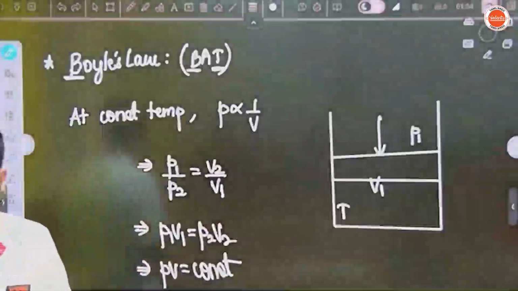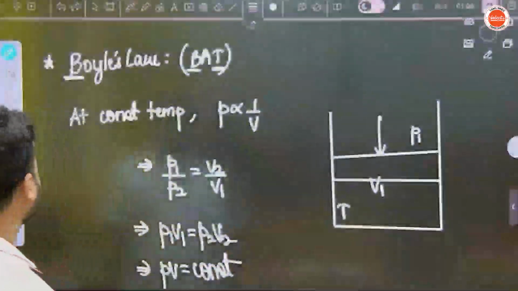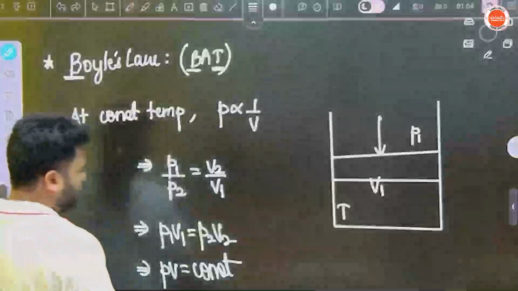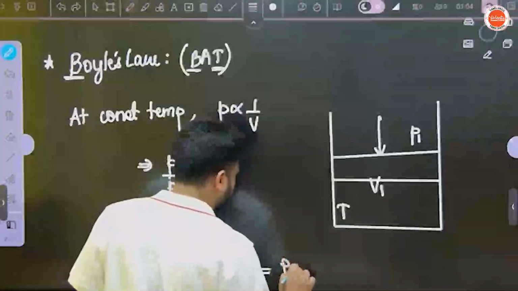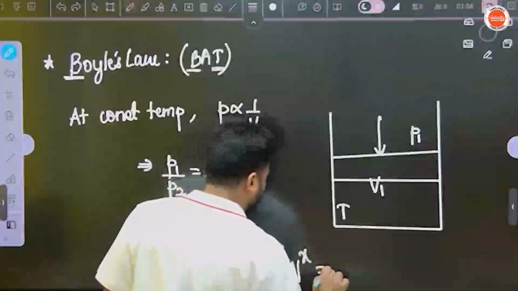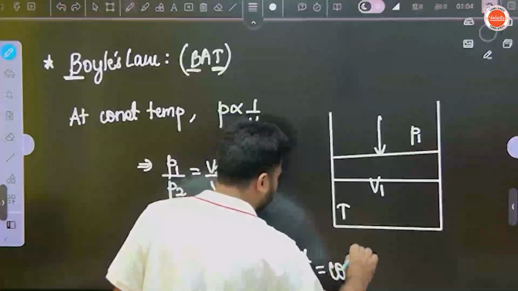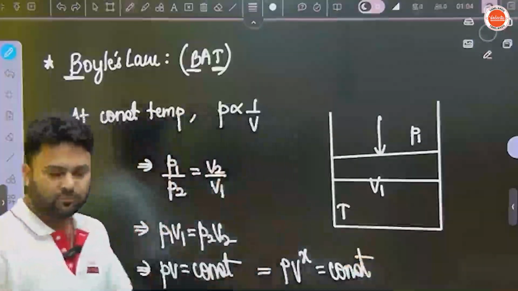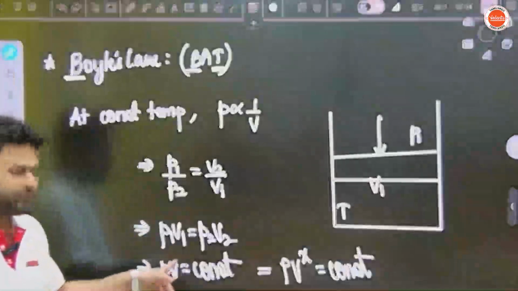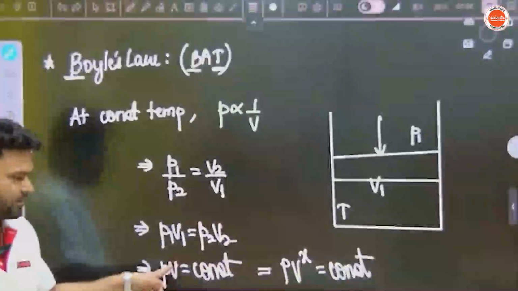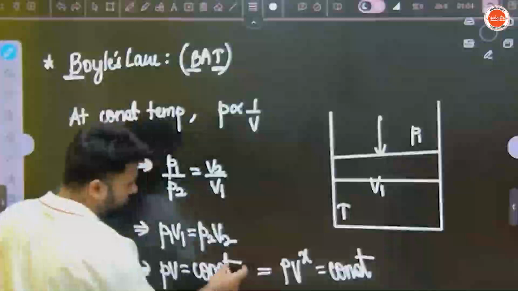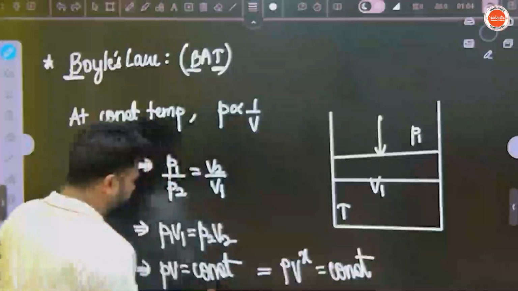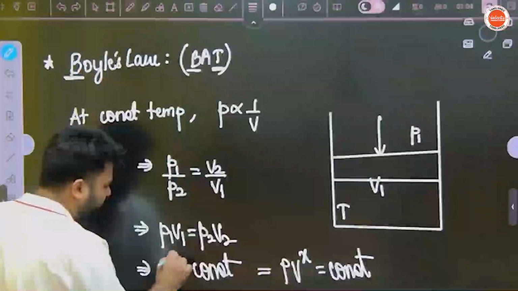PV equals constant. If I compare this equation with PV to the power x equals constant, I told you all the graphs follow this equation. What is the value of x? 1. See, PV equals constant and PV to the power x equals constant, so what should x be? Here it is 1.